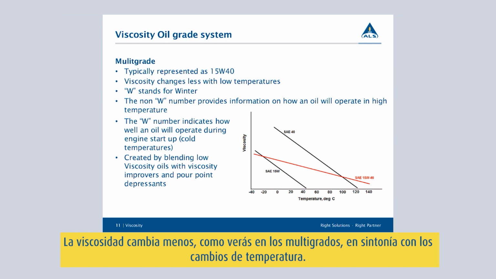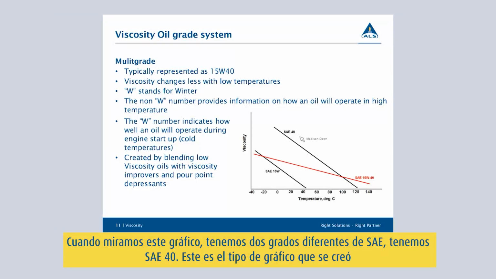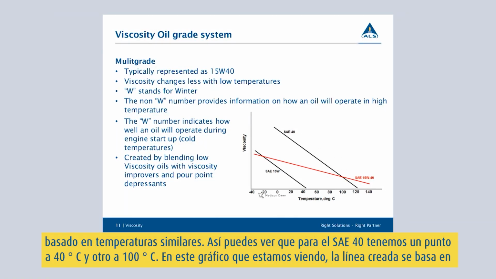So viscosity changes as you do multi-grades. Your viscosity changes less at lower temperatures. When we look over at this chart, we have two different SAE grades going on here. We have our SAE 40, and this is the chart that's been created based on temperatures.